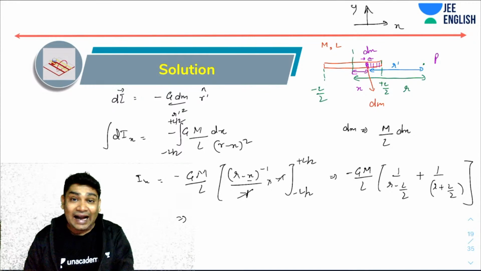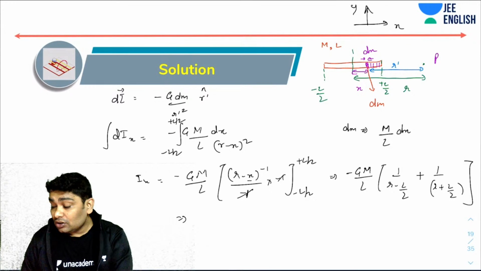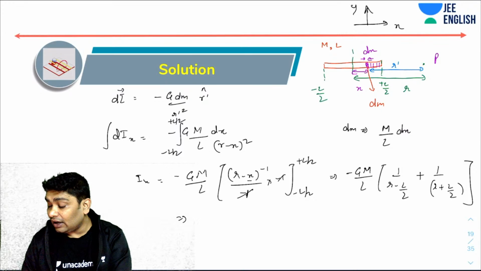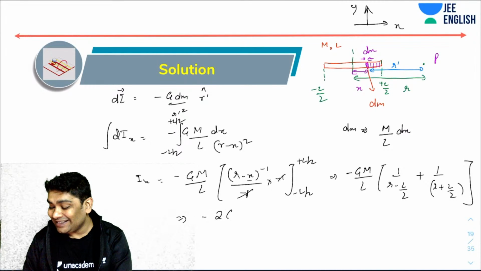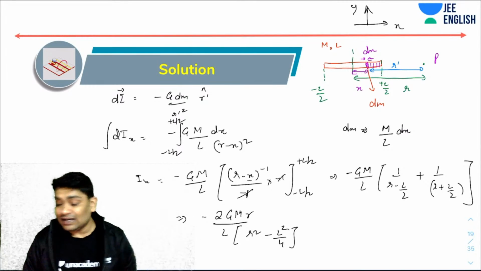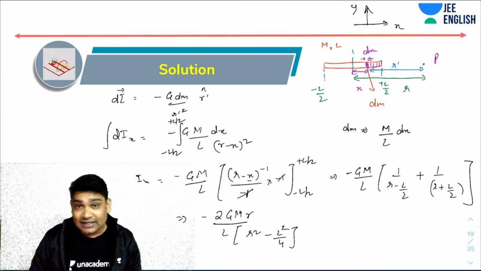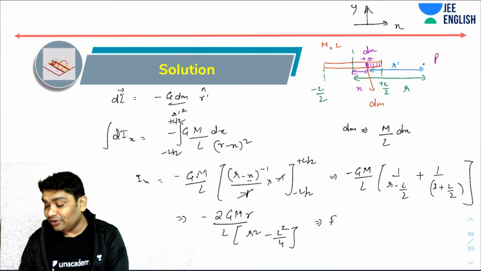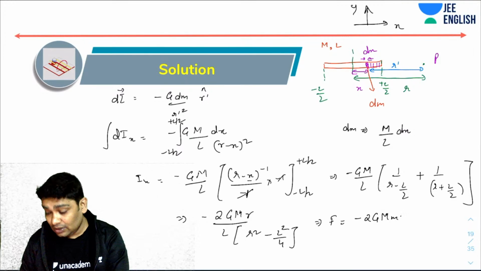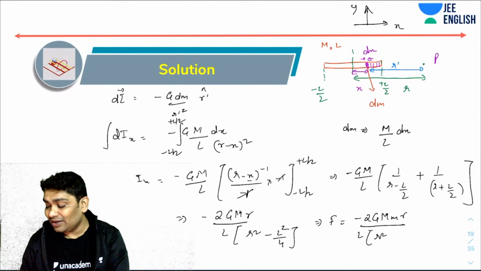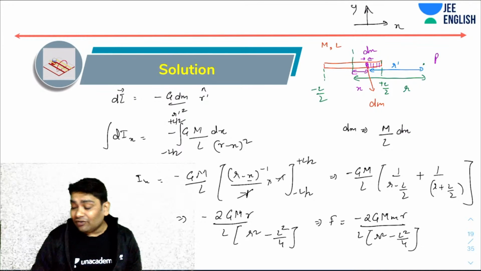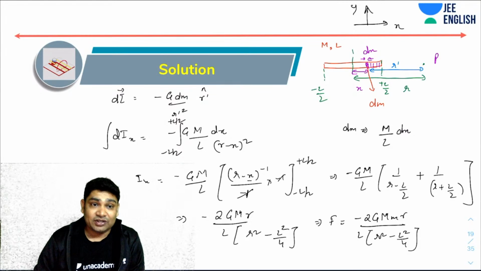Right? Simplify that expression. Let's see what that gives us. So I can take the common denominator, and then when I add, I will have 2r in the top. So I would have minus G m over L, and here I would have r square minus L square over 4. So this is the answer for my gravitational field intensity. Now that I have calculated my gravitational field intensity, the force is very, very simple. F due to m would be I times m, so minus 2 G m m r over L times (r square minus L square over 4). That would have been the force that the mass m would have experienced due to the rod.